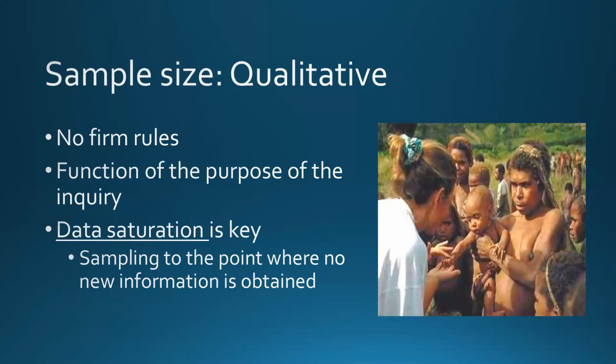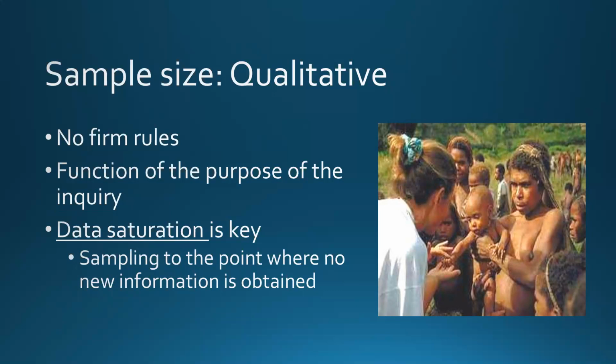So in the sample size, there's really no firm rule about the number of people. The important thing is that the sample aligns with the purpose of the research question. And this is a term that you will see when you read, and that is data saturation. So you want people to be sampled to the point where no new information is obtained.